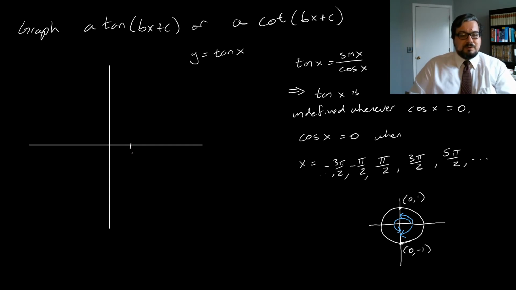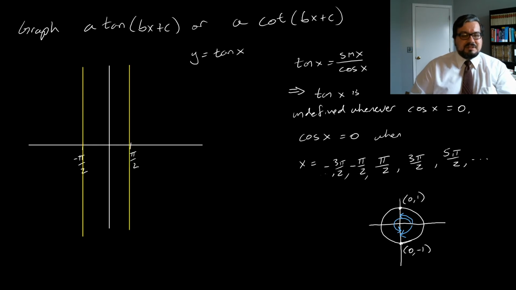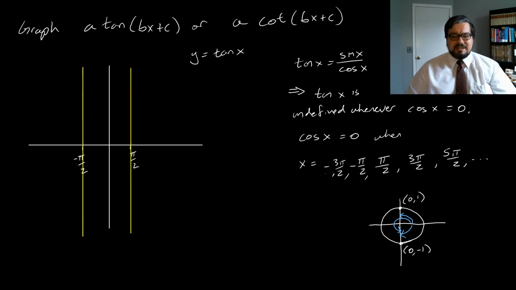So the first thing that we're going to want to do is note where those two asymptotes are. And I'm going to start with just the first asymptote to the left and the first asymptote to the right of 0. So I'm just going to start with these two before we move on to what happens next.